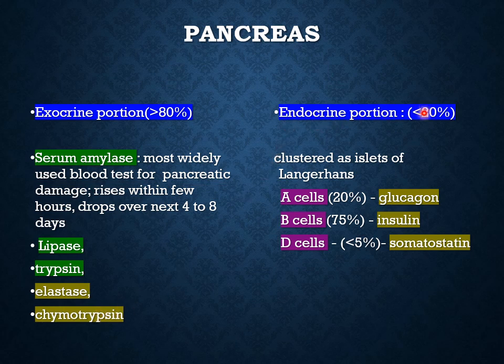The endocrine portion, which consists of clusters of islets of Langerhans or pancreatic islets, consists of three types of cells: A cells, or alpha cells, which secrete glucagon; B cells, or beta cells, which secrete insulin; and D or delta cells, which secrete somatostatin. The most predominant component is the B cells, which secrete insulin, which reduces the blood sugar. Glucagon increases the blood sugar.